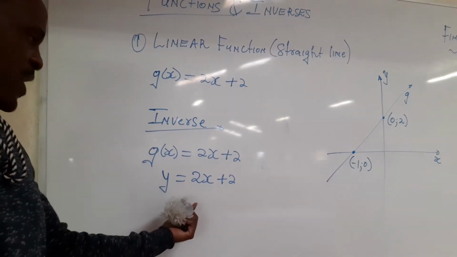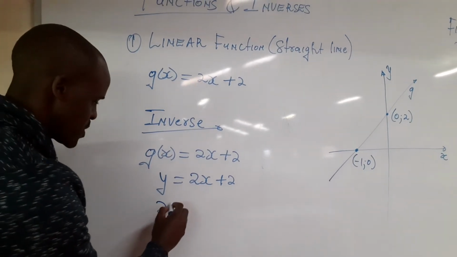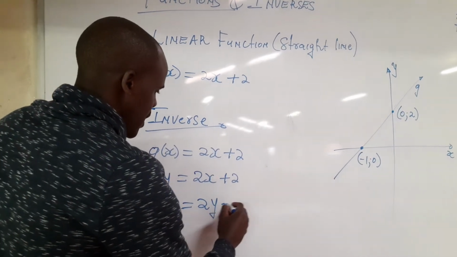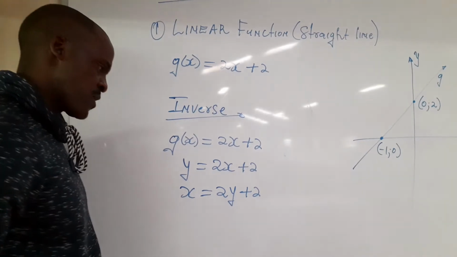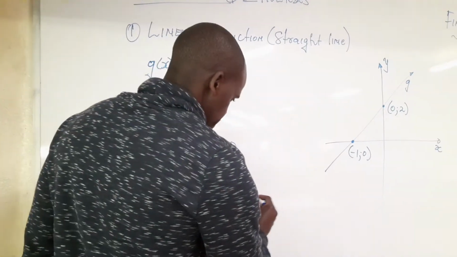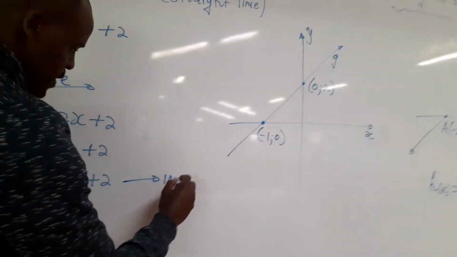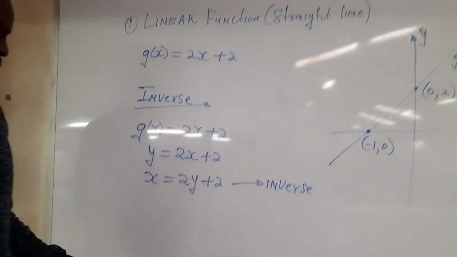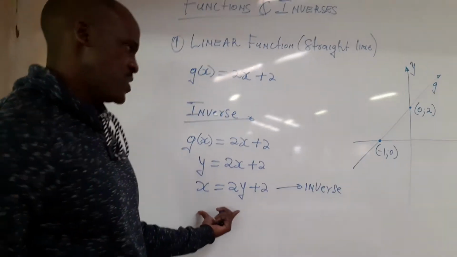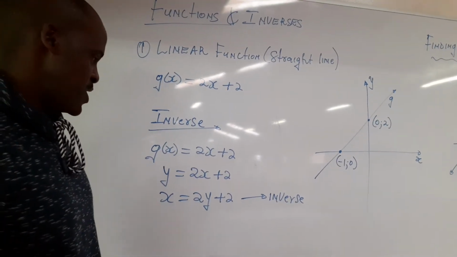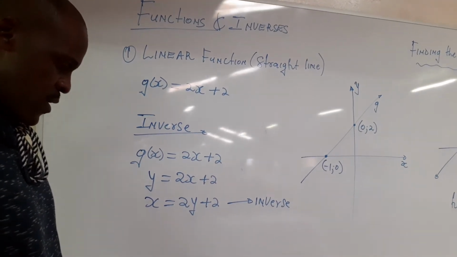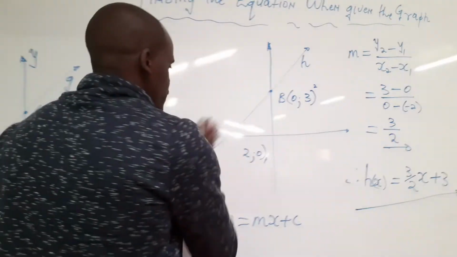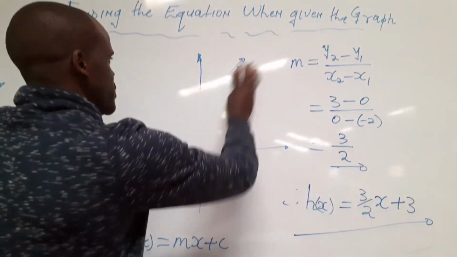And then we swap x and y, which means we are going to start with x now. It's x equals 2y plus 2. This is the inverse. You've just swapped x and y. This is the inverse. Let's sketch this graph. x is equal to this. Let's sketch the graph. We just want to compare the two.